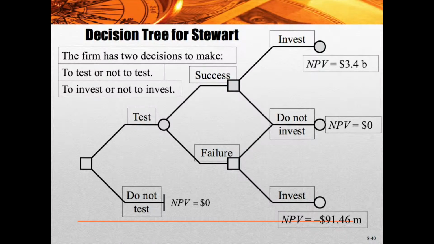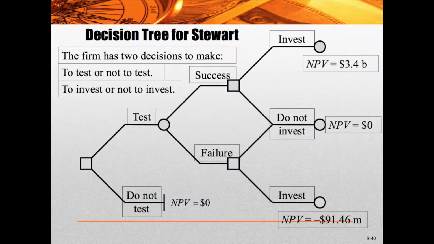We have two steps in this particular decision tree. The first is, do we test it or do we not test it? The test, remember, was $1 billion. If it's successful and we invest, which we should, the net present value is 3.4 billion positive. So if we test and it's successful and we invest, we make 3.4 billion net present value.